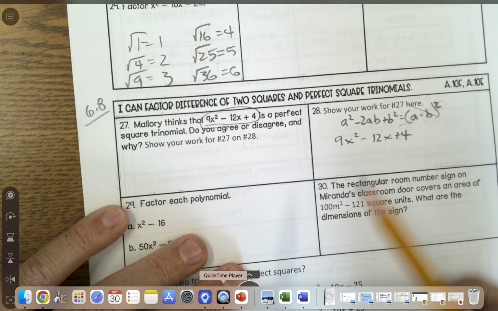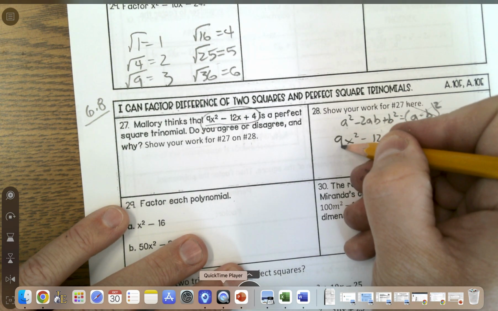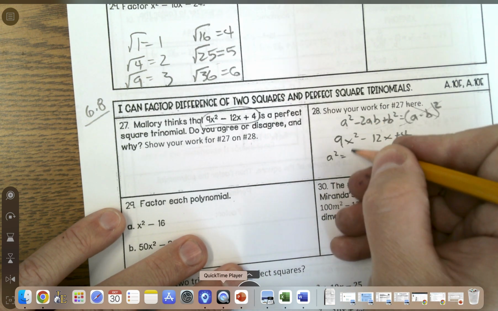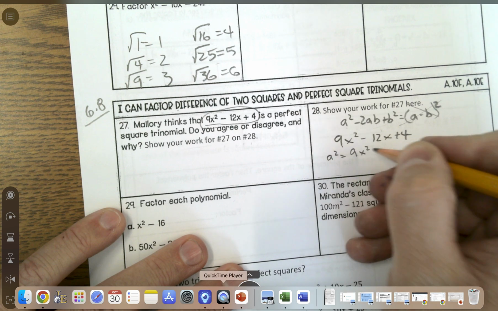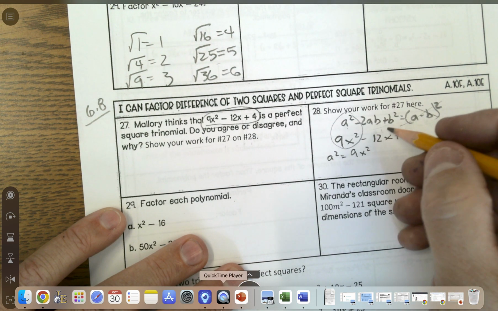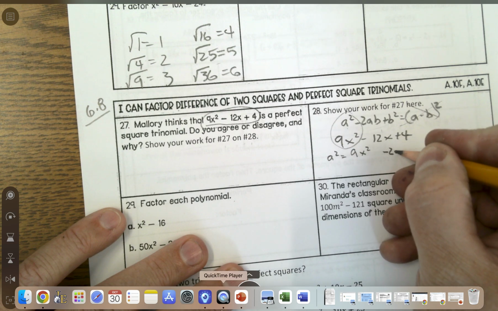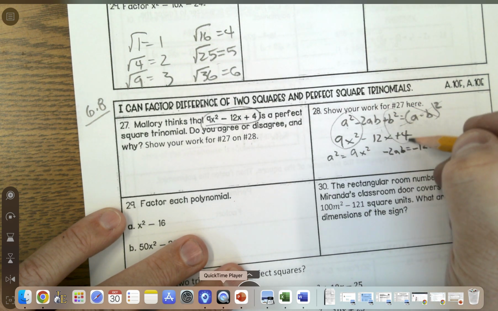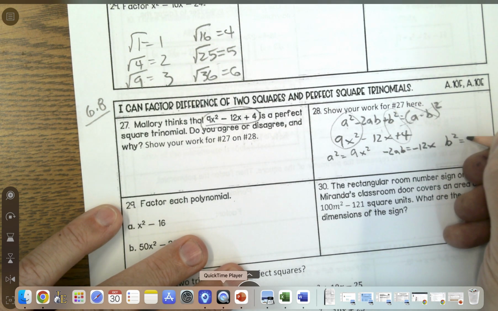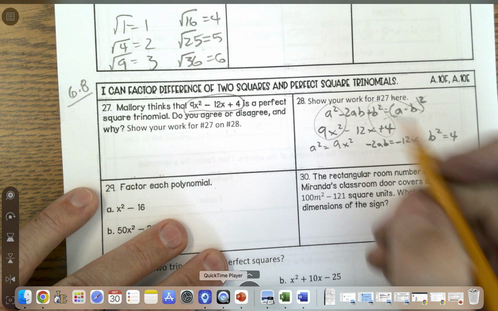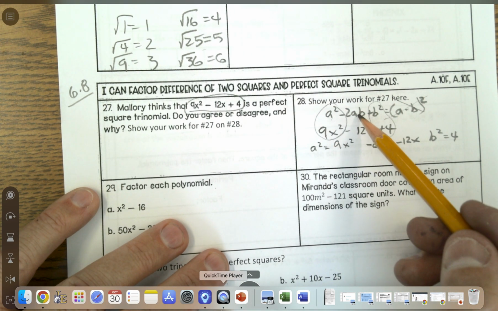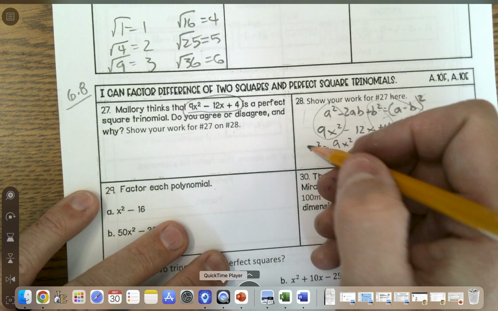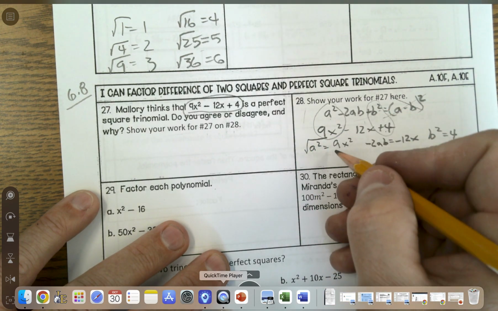Notice here that a squared equals this 9x squared; these are equivalent to each other. This negative 2ab is equal to this negative 12x. And lastly, this b squared is equal to this 4. So I'm just grouping: the first term matches the first term, the second term matches the second term, the third term matches the third term. If I square root a squared, I can square root the right side as well, because on an equation, what I do on one side, I can do to the other.